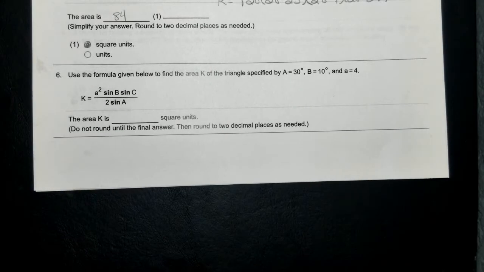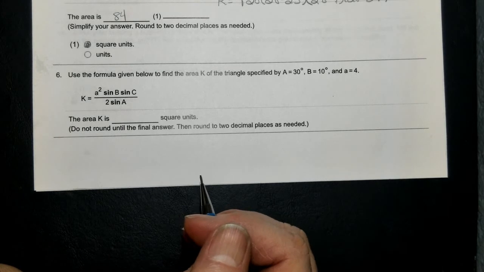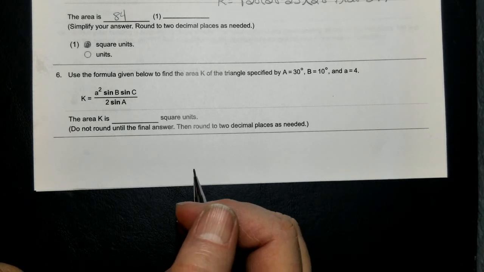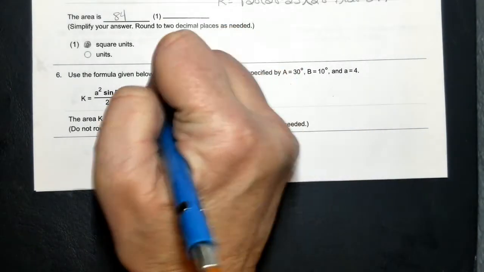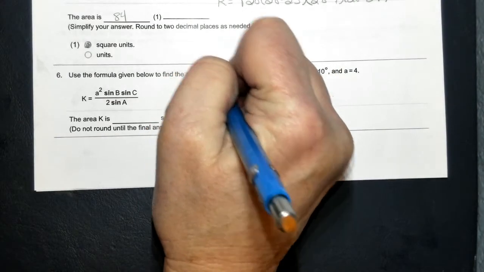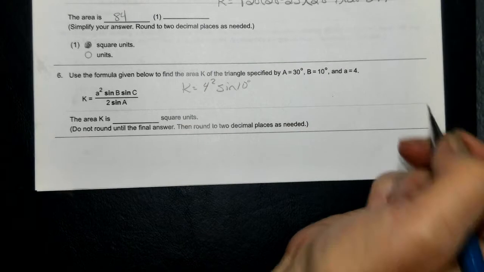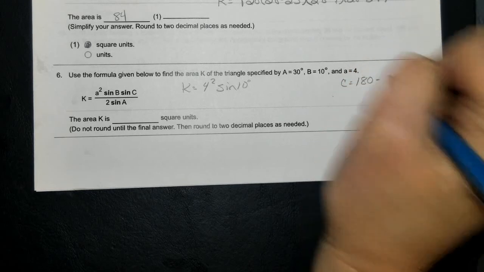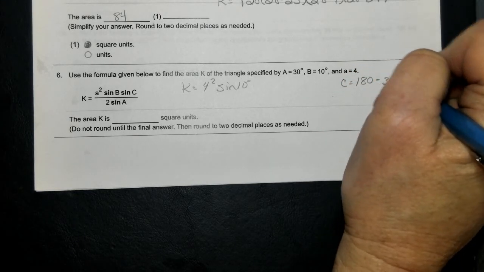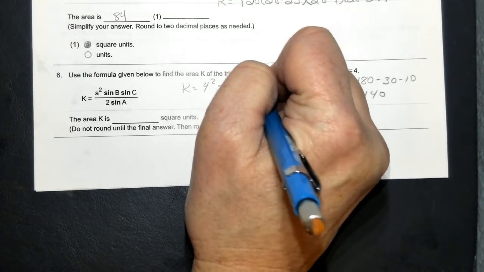That's number 6. And now we have a different formula, so all we're going to do is plug it in. So we have angle side angle, or angle angle side. Regardless, we've been given the formula, so let's just plug in, and then I'll use the calculator. So K equals A squared. A is 4, so that's 4 squared. Sine of B, 10 degrees. Sine of C. Well, we don't know C, so what do we know? C is going to equal 180 minus 30 minus 10, or C is going to equal 140. So in fact, we do know C.